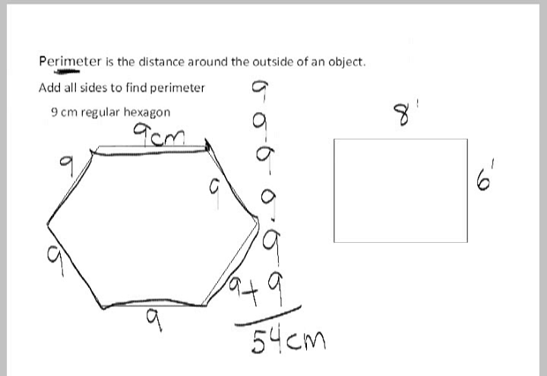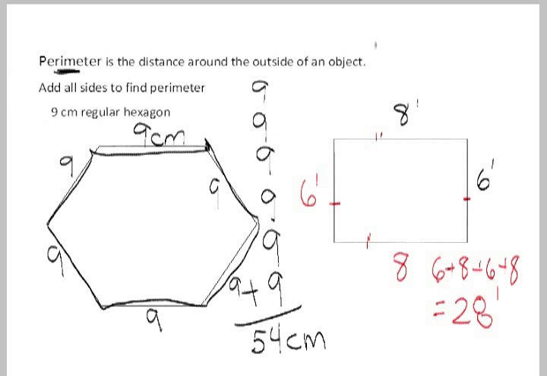Here's another example. We'll look at this rectangle. It's 8 feet by 6 feet. So if we want to find the perimeter, we need to add up all the sides. So if this length over here is 8 feet, then we know that this side over here is 8. And if this side over here is 6, we know that this side over here is also 6 feet. So we add up all of those sides, 6 plus 8 plus 6 plus 8, and we find out that the perimeter is 28 feet. That's the distance around the outside of that rectangle.